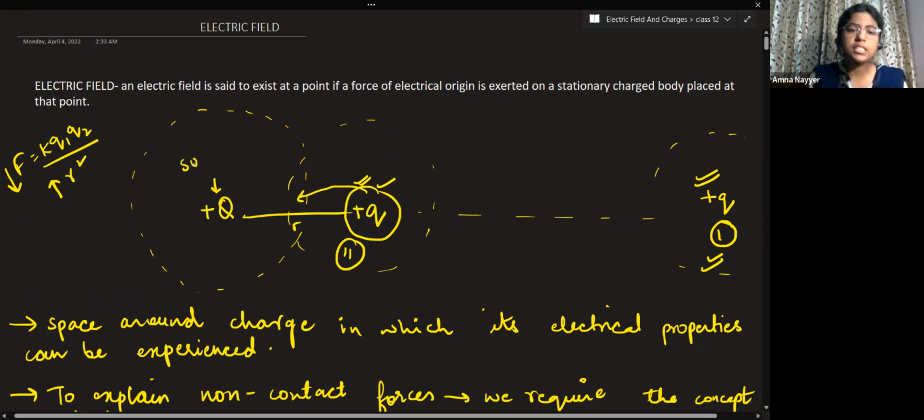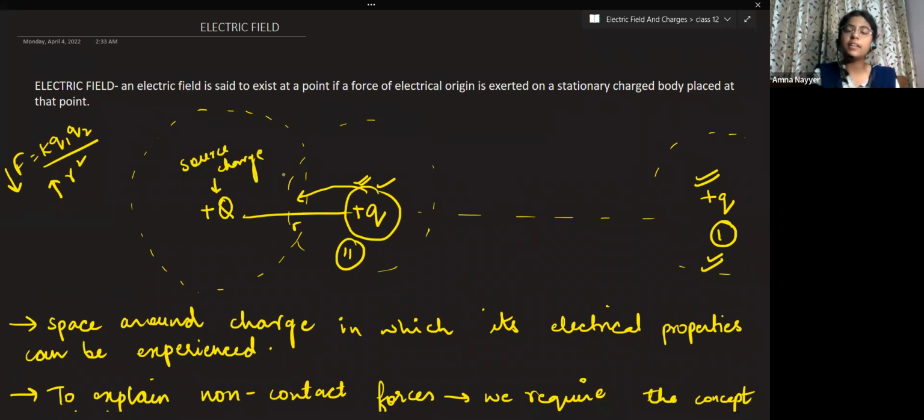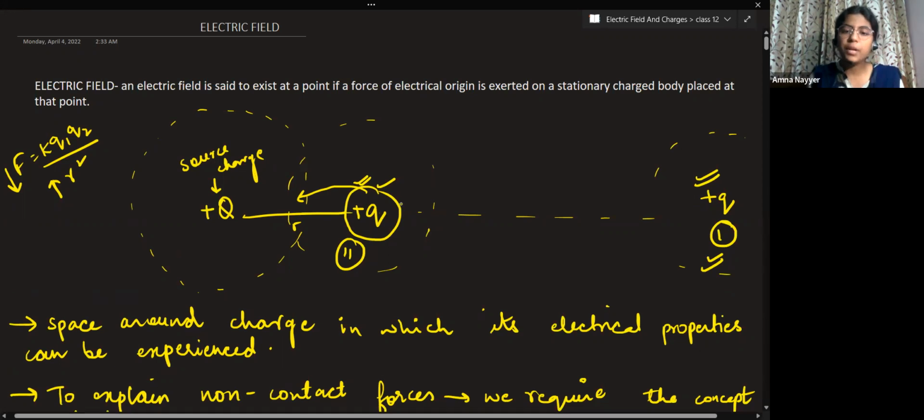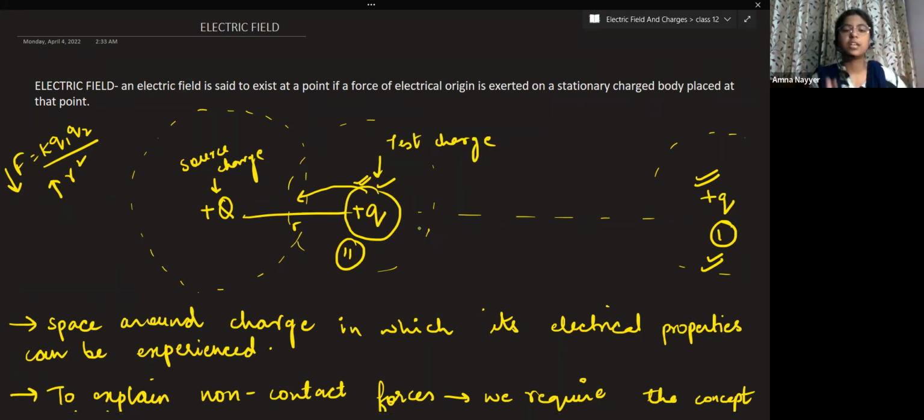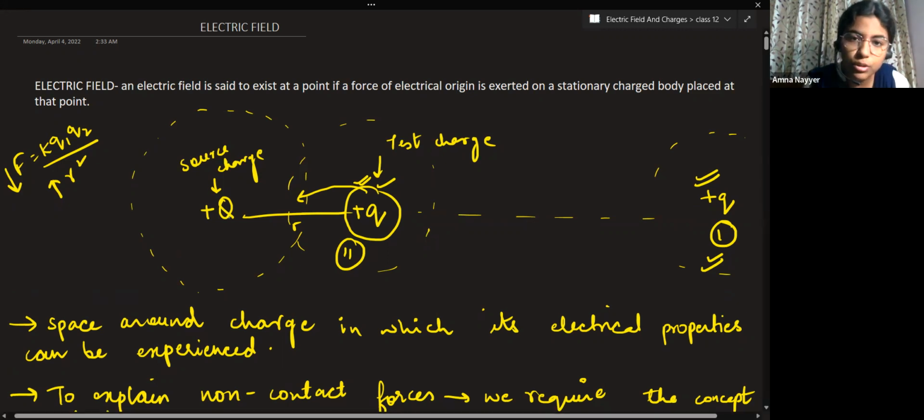So we call this charge a source charge. And in order to check whether this charge is positive or negative, or whether it's exhibiting any environment around itself, we bring this small q towards the source charge. So we call this small charge the test charge.